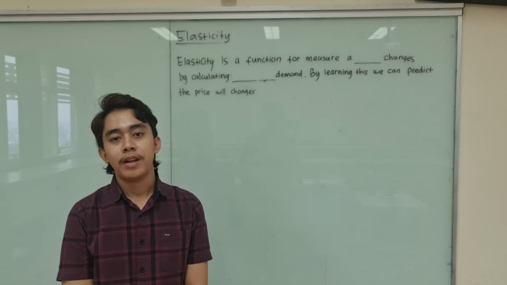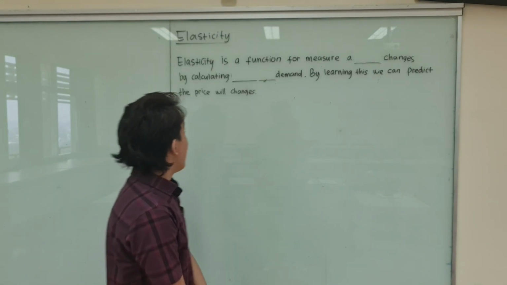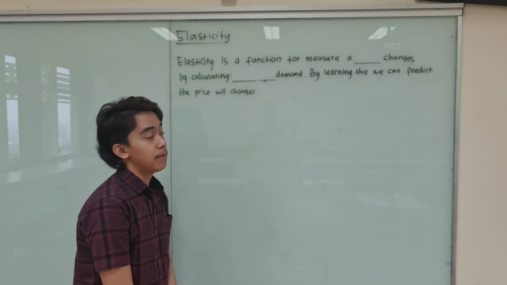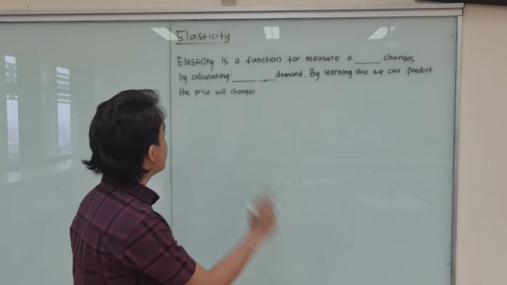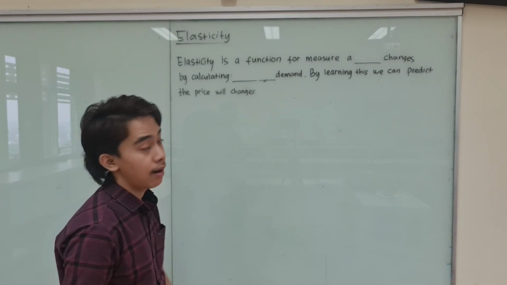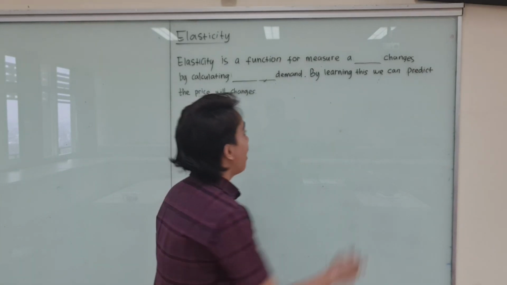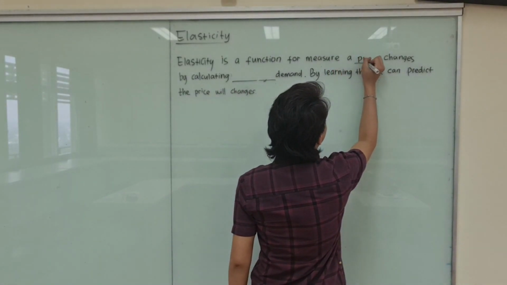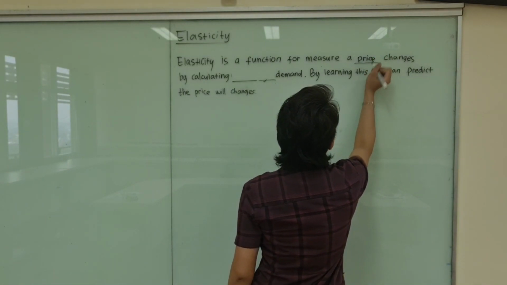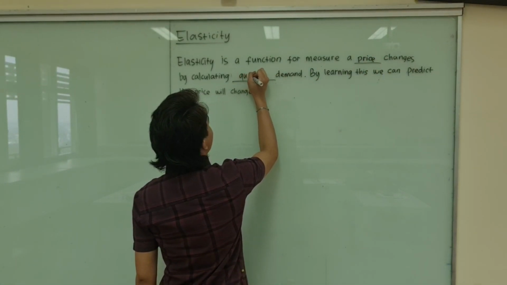Hello everyone, today I will explain to you about elasticity. Elasticity is a function to measure price changes by calculating quantity demanded. By learning this, we can predict how the price will change. This is the price, and this is the quantity.